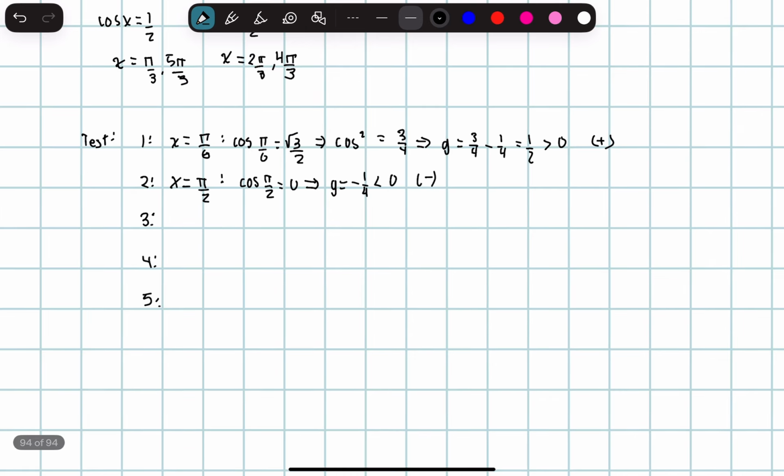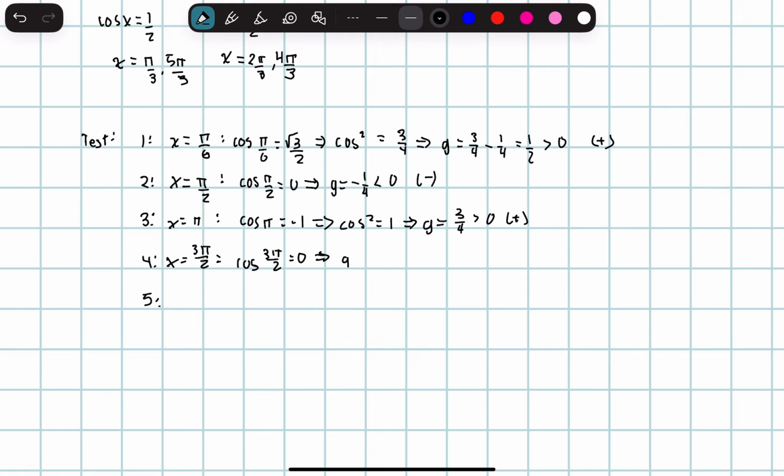Now, let's say that x is equal to pi. Cosine of pi is equal to negative 1. So cosine squared is equal to 1, and then g is equal to 3 over 4, which is greater than 0, so that's positive. And then we have x equal to 3 pi over 2, and cosine of 3 pi over 2 is equal to 0.